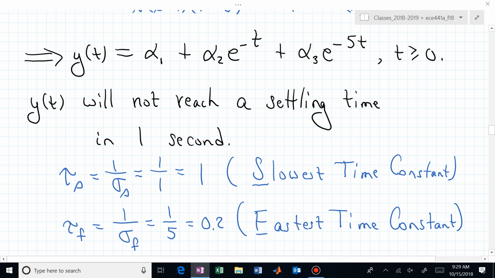So if we just had that pole at -5, we would be okay. We would settle in less than a second. But that's not the case. We had 2 poles, and one of those was to the right of that vertical line at 4, and that didn't give us what we needed.